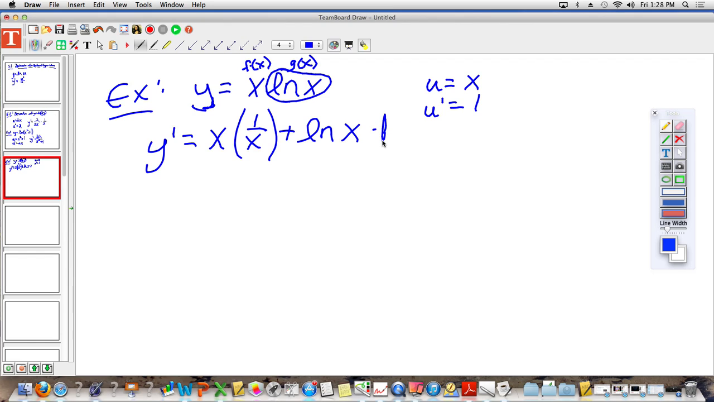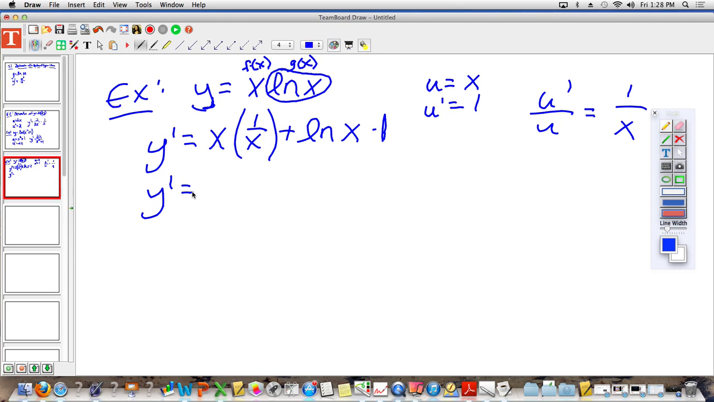How come the first one wasn't just times 1? So I thought that was the derivative. This first one right here? Well, it's the derivative of the ln of x. The derivative of the ln of x is, remember how you had to do u prime over u? So u prime is 1 over u, which is x. That's the derivative formula. So it's 1 over x. Okay? All right, so let's just clean this up a little bit.